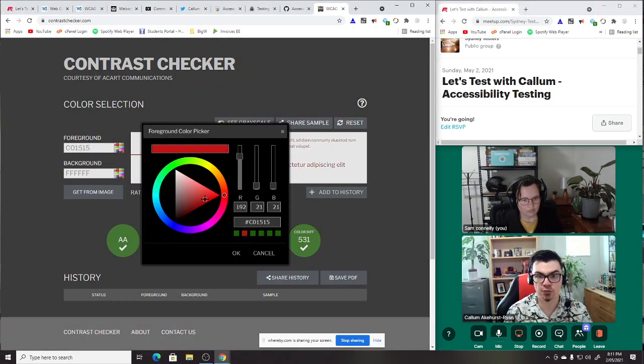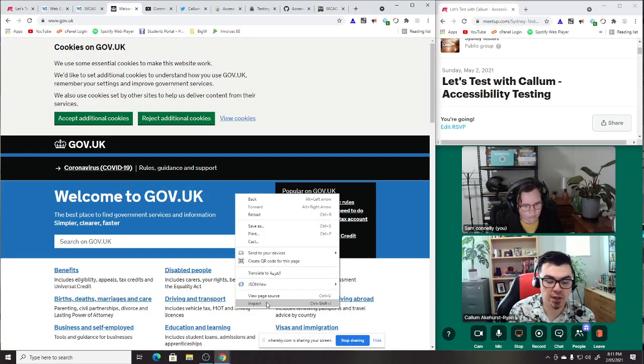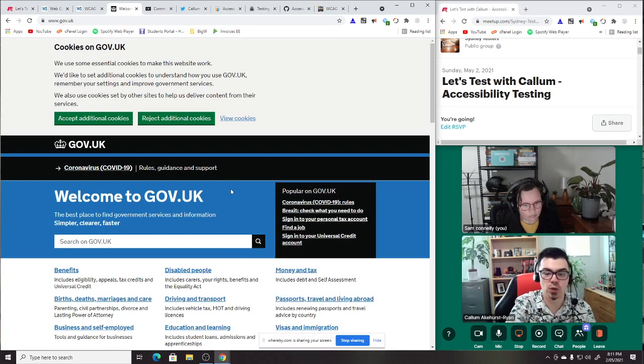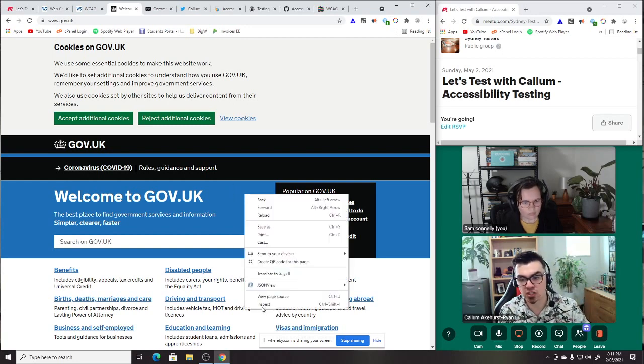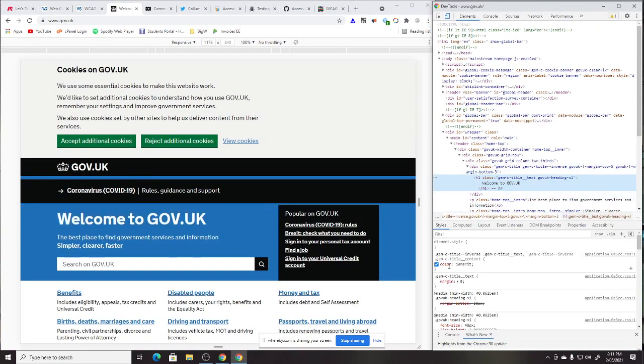So if we go back to the UK government site, we'll be able to say, okay, we've now got this shade of blue. We can inspect that to pull out the HTML or code for it, or the color that we've got here. Oh, what have we inherited? Color. Oh, that's a pain. Let's go back into the CSS, I guess.